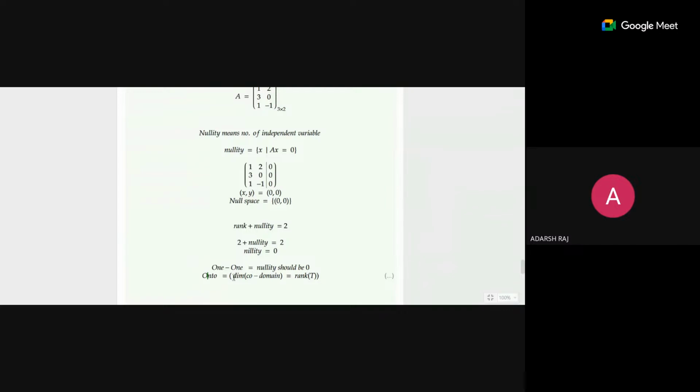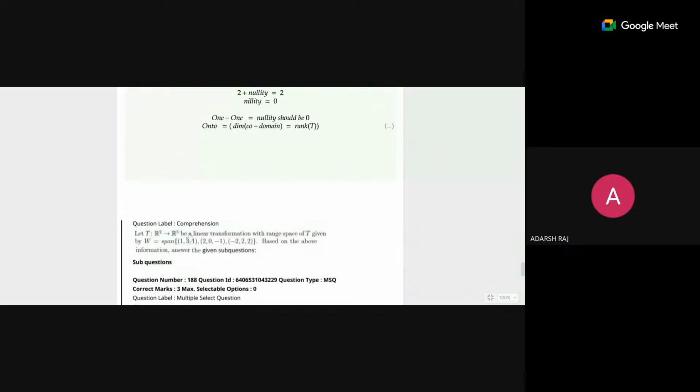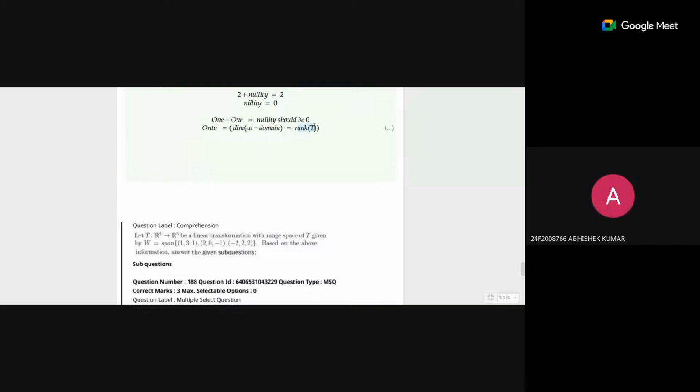So here, what is the dimension of codomain? The codomain is R3, so the dimension is 3, right? And the rank of T is what? 2. Both are equal? No. So this is not onto, right? Not surjective. So injective but not surjective.